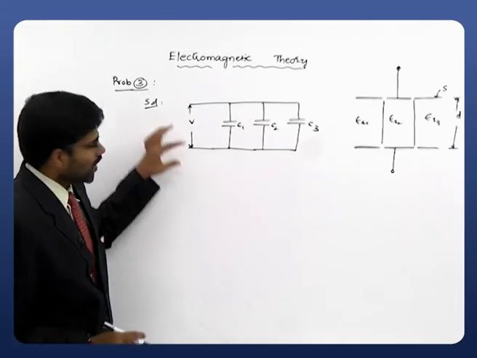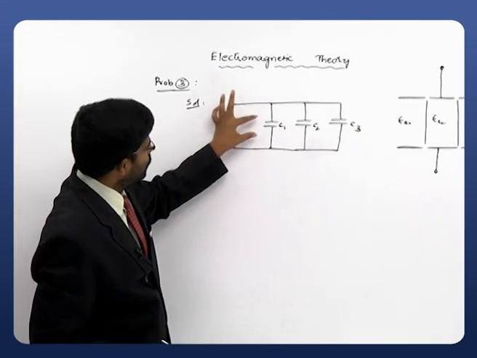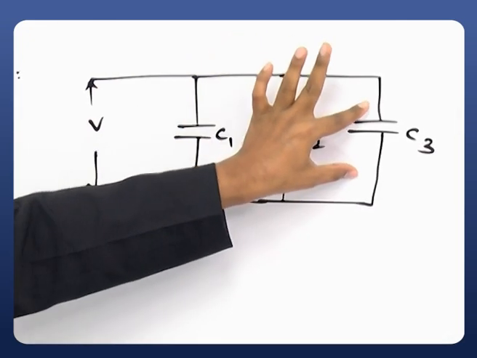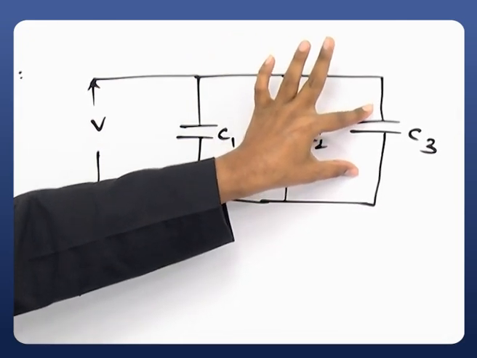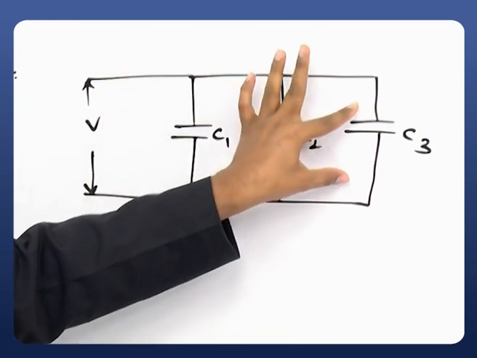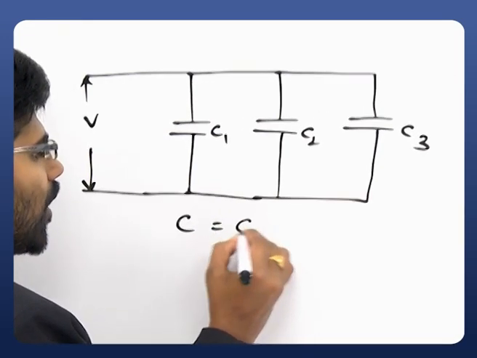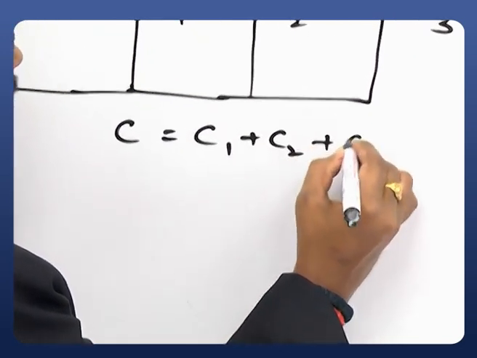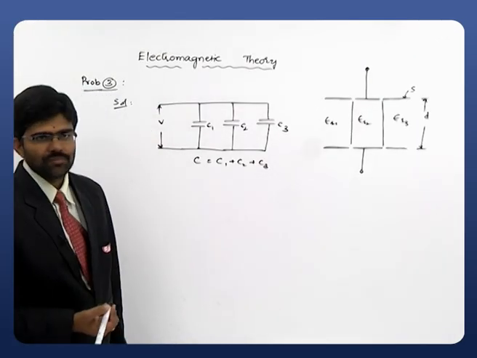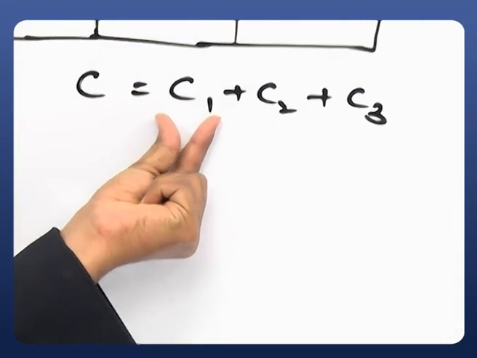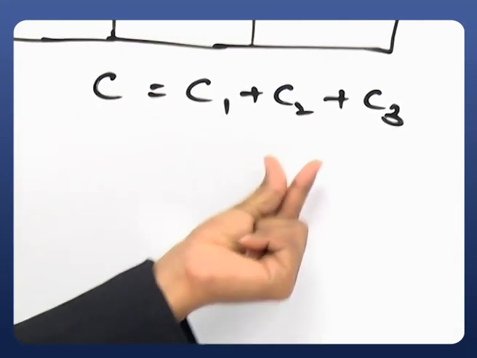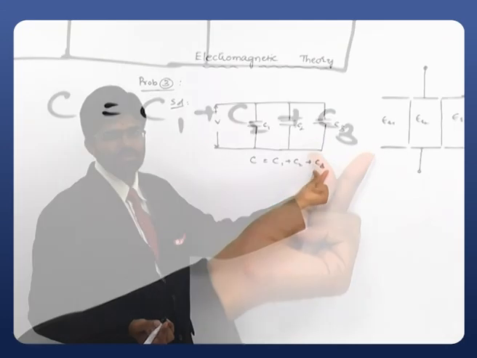A potential is commonly applied to capacitor 1, capacitor 2 and capacitor 3. Since these three are in parallel, the equivalent capacitance can be calculated directly using this simple formula: C equals C1 plus C2 plus C3. So we have to obtain the relevant equation for C1, for C2, and for C3.